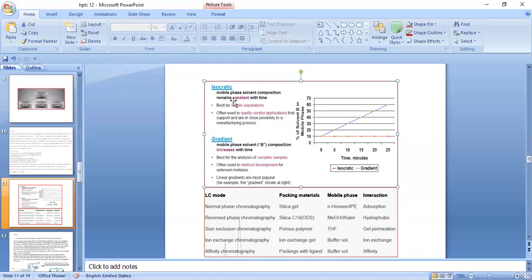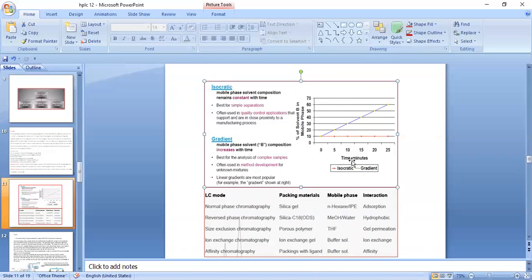But if it's a complex mixture, a complex sample where there are a lot of components, then you need a gradient HPLC, wherein you can change the solvent composition to bring out a good separation of the individual components. It is best for the analysis of complex samples, often used in method development for unknown mixtures. Linear gradients are most popular. For example, a gradient is shown at the right.